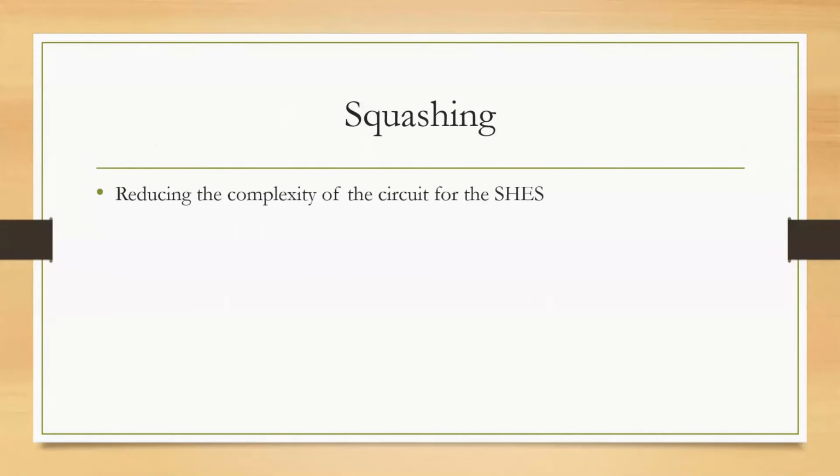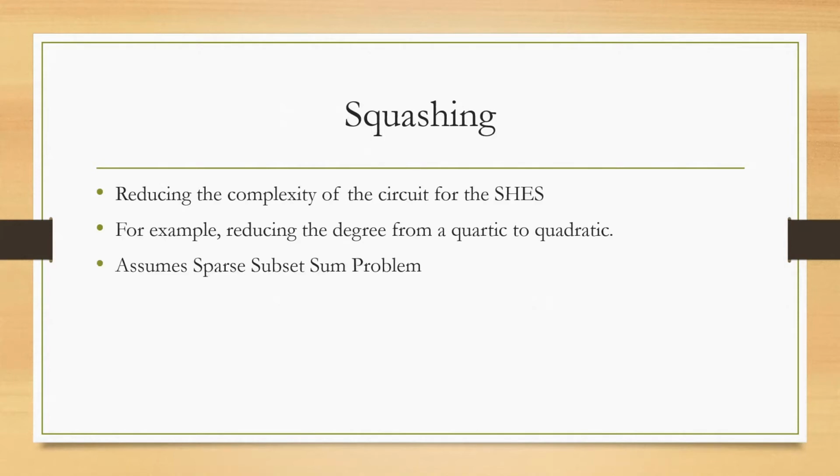Squashing refers to when you want to reduce the complexity of a decryption circuit or ciphertext, so the semi-homomorphic encryption scheme can process it as it is limited depth. For example, you might want to change the degree of a function from a quartic to a quadratic. And the security of the scheme is now dependent on the sparse subset sum problem.